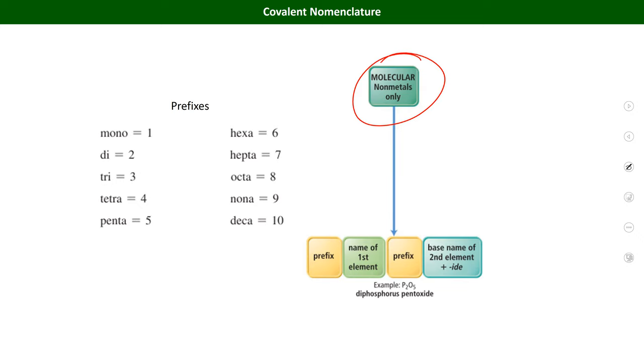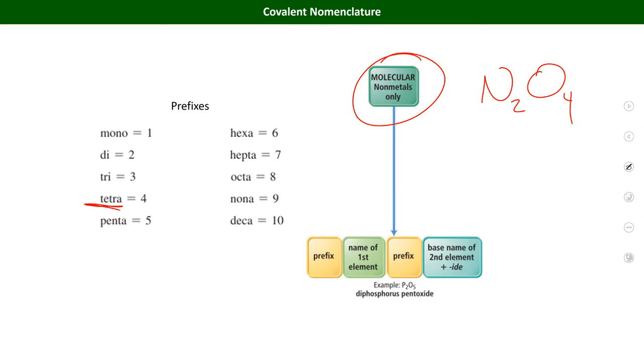So, for instance, if we had N2O4, what was the name of that compound? Dinitrogen tetraoxide. It's one thing I usually mention. That's the one that always stuck out to me.